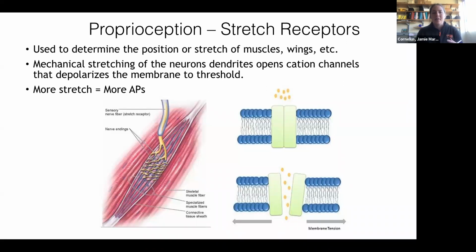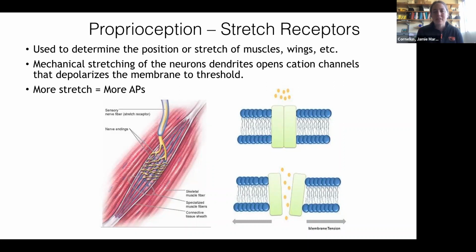And so whatever the stretch receptor is either wrapped around or embedded inside the tissue, as that structure stretches, it actually physically pulls open cation channels that allow sodium to depolarize the neuron, and it fires action potentials. So you have a mechanical receptor, a mechanically gated receptor that causes the stretch receptor to fire action potentials.